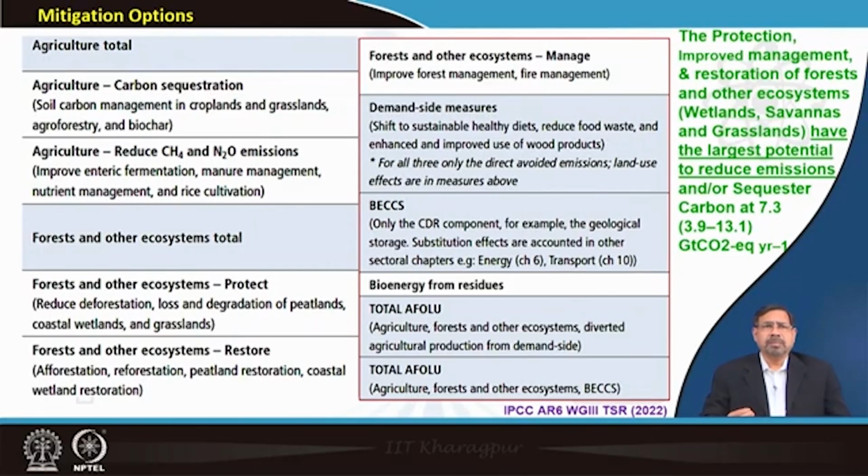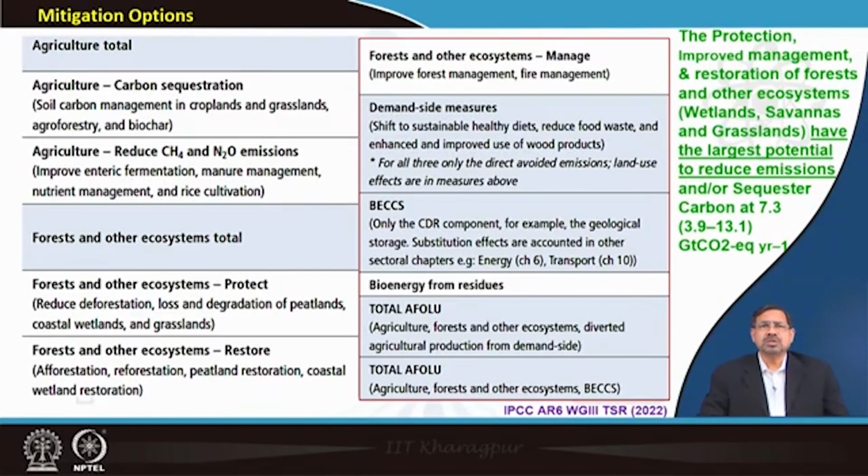So from the agriculture sector we get a lot of carbon sequestration, because as the crop grows, photosynthesis happens and faster CO2 withdrawal from the atmosphere happens. So soil carbon management in croplands and grasslands, agroforestry and also biochar, all this contributes to carbon sequestration as far as the agriculture sector is concerned.